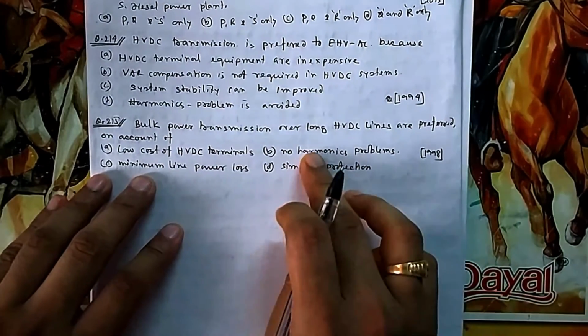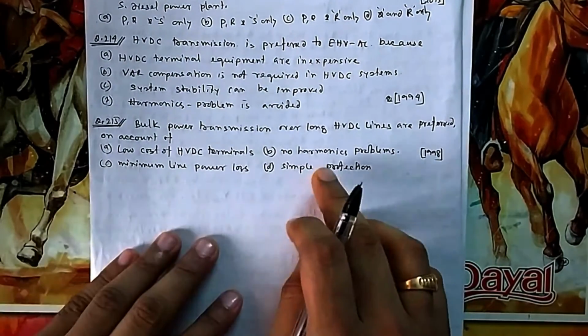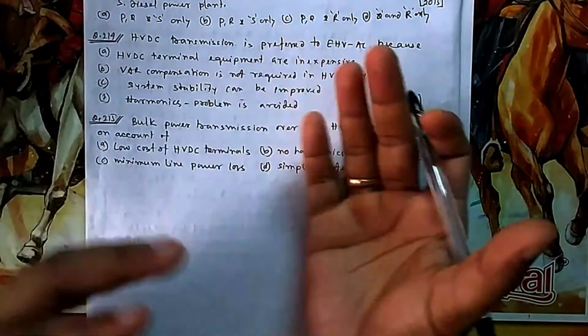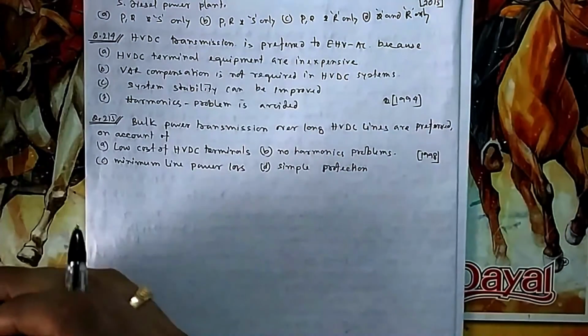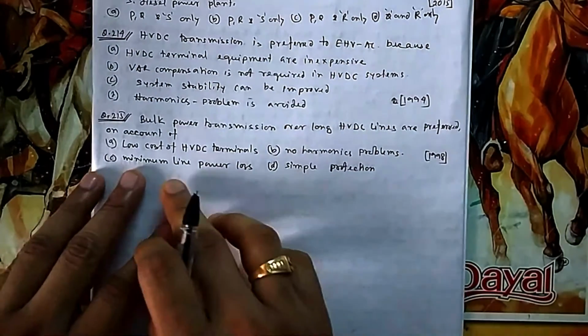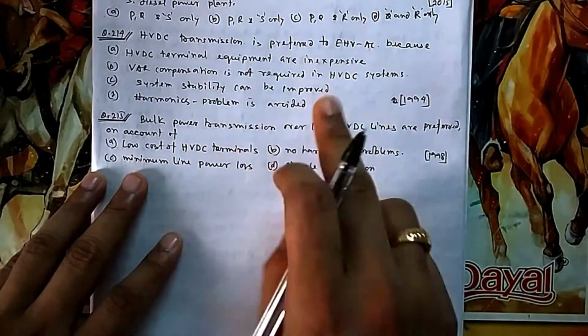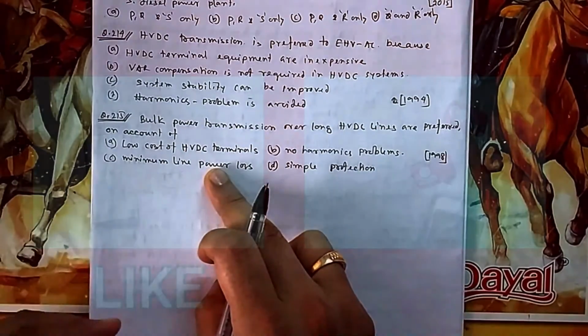It is not low cost. It is not harmonic. We have already seen the protection is also complicated. You need that converter, inverter. So all this makes your system quite complex. So that's why the main advantage is minimum power loss. The losses are minimized here.